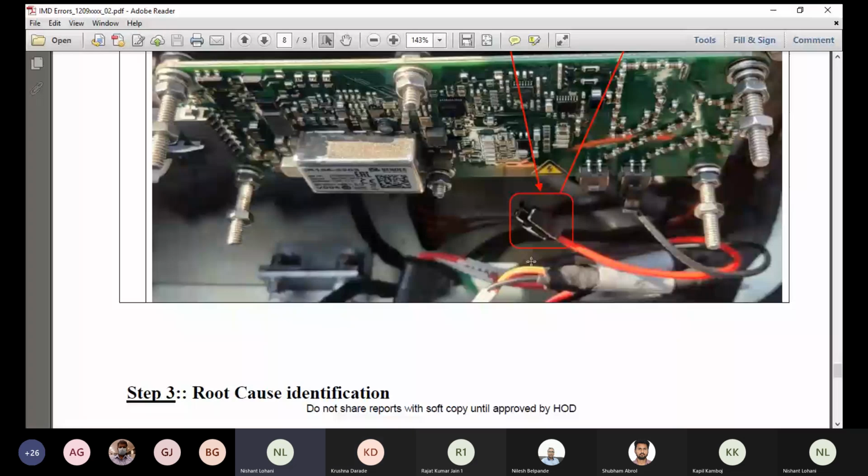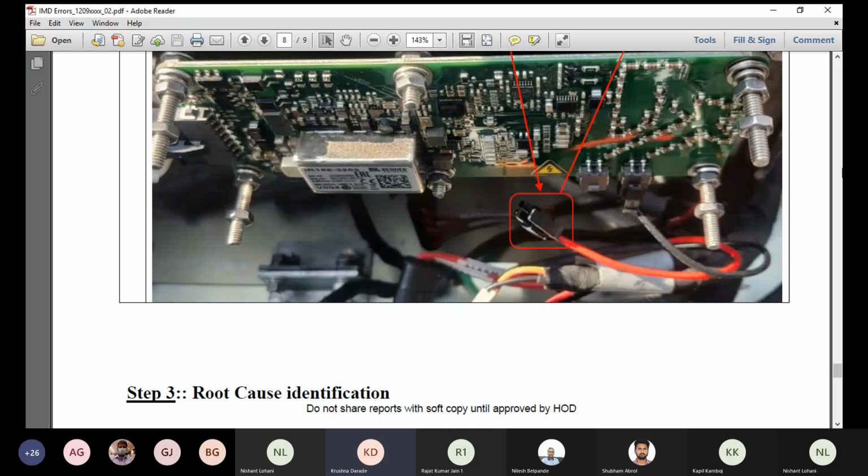That value is basically: if on the IMD page you see a percentage around 75 or 74%, it means there is an actual insulation failure on the vehicle. The minimum insulation value we have allowed on our vehicle is 350 kilo ohm. Below that we have not allowed. So if such a percentage is visible on the IMD page, then we have to check the insulation of all the HV cables and all the components one by one.